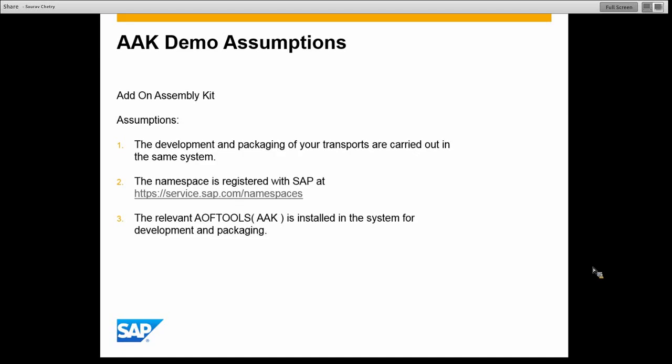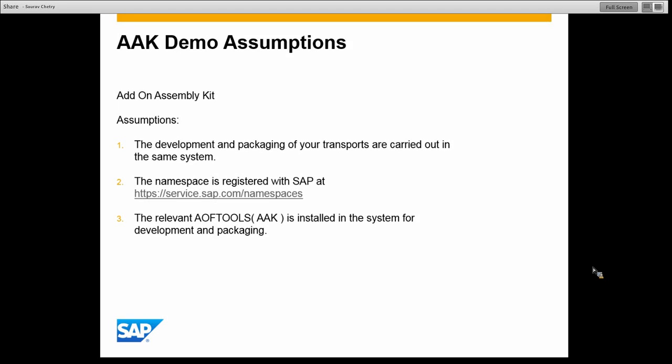So these three systems are ideal, but here in our demonstration we are trying to develop and package in the same system because of certain restrictions. The second assumption is the namespace. When you talk about namespace, it is a unique identifier for your product and the company, and such a unique identifier has to be registered with SAP in service.sap.com, that is the SAP support portal, which you can access using the URL that is displayed here.